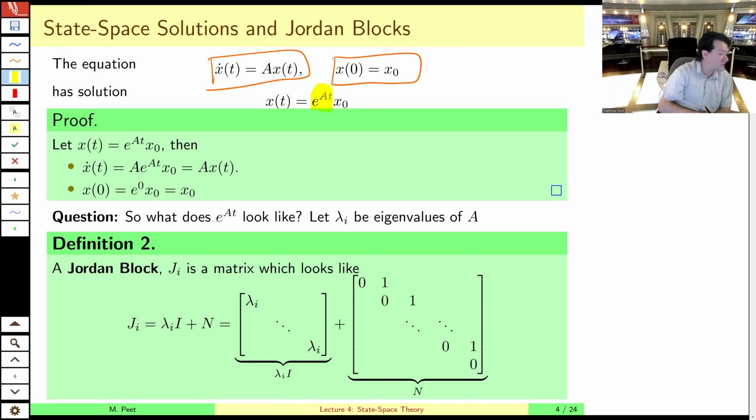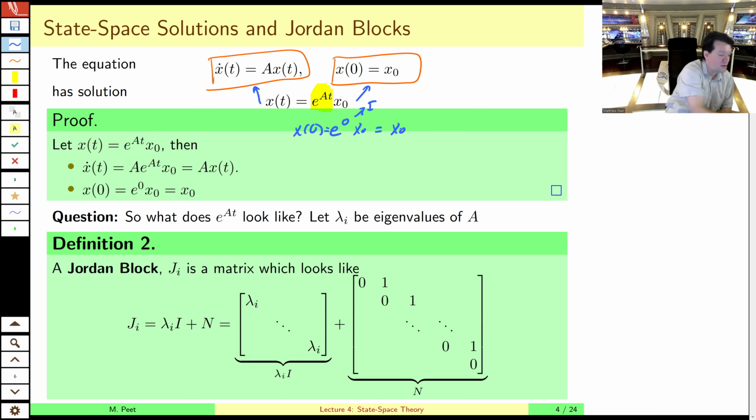And it's relatively straightforward to prove this is a solution. The derivation of that solution is a little bit harder, but the proof that it is in fact a solution is very straightforward. All we need to do is propose it and verify that it satisfies these two properties. So obviously it satisfies the first property here because x of 0 equals e to the 0 times x naught, and e to the 0, as we just proved on the previous slide, is just identity.